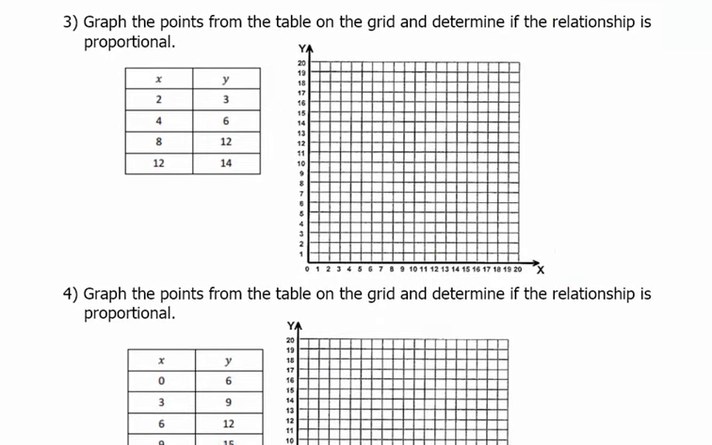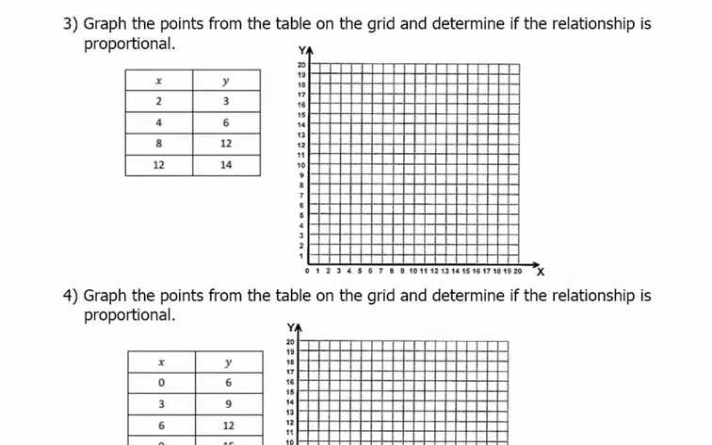Number 3, graph the points from the table. So we have X is 2, Y is 3. X is 4, Y is 6. 8, 12. And 12, 14. And we will notice that when we try to connect this with a straight line, it is pretty good, except one of them is not in line with the rest. So this is a no.